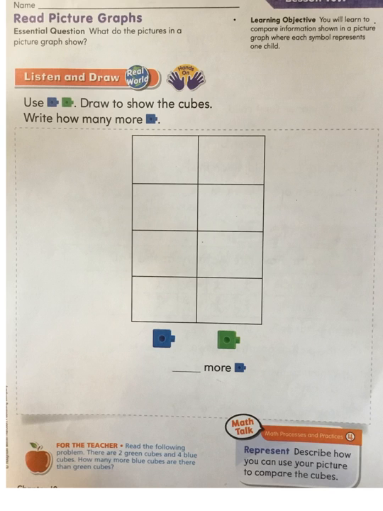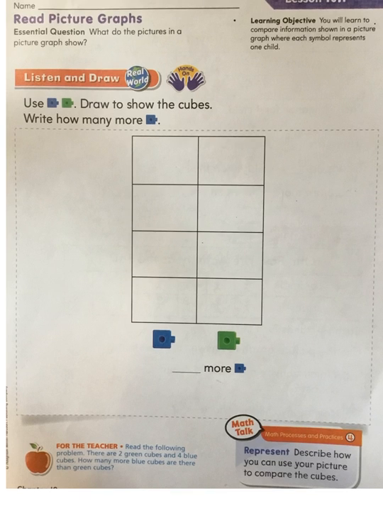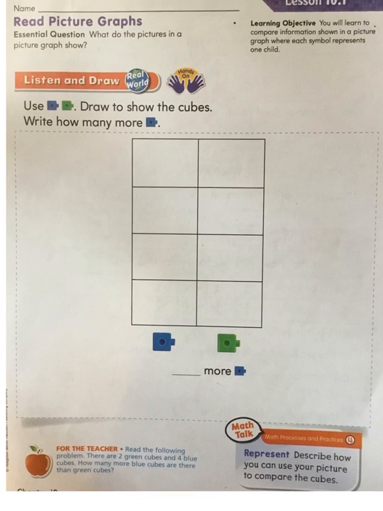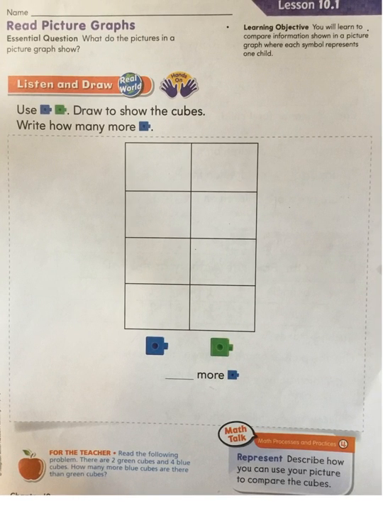There are 2 green cubes and 4 blue cubes. How many more blue cubes are there than green cubes? Well, what we are going to do is fill in each box above either the blue or green cubes to see how many more we can get. So I'm going to choose green, and there are 2 green cubes. So I'm going to draw 2 circles above the green, and then above the blue, starting at the bottom, I'm going to draw 4. 1, 2, 3, 4.